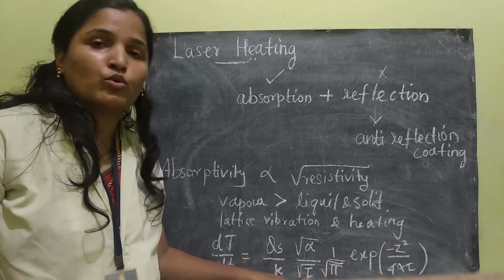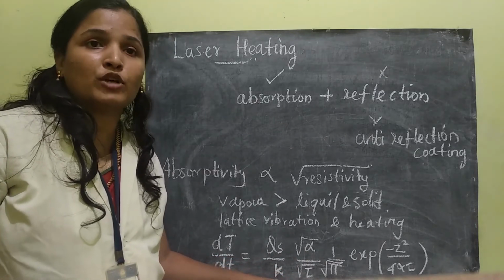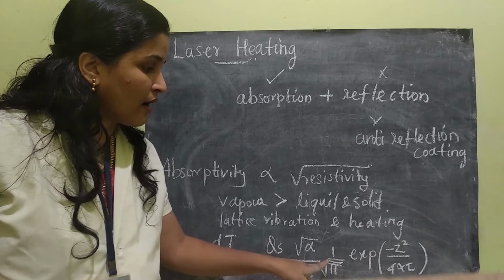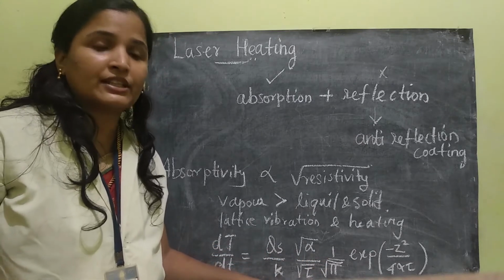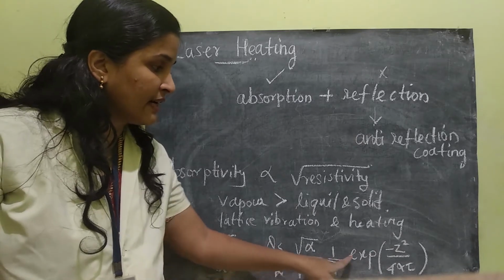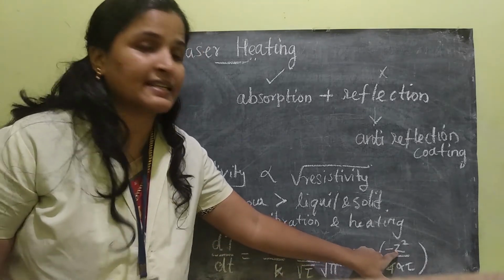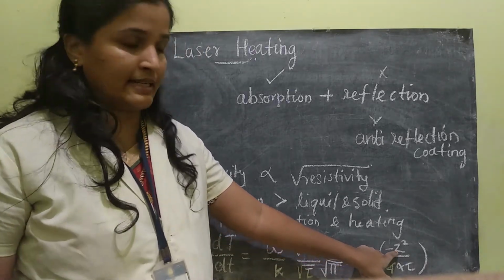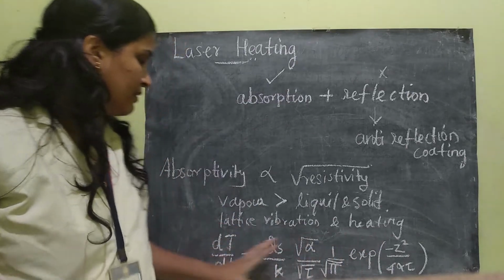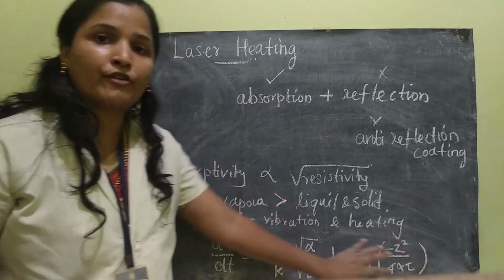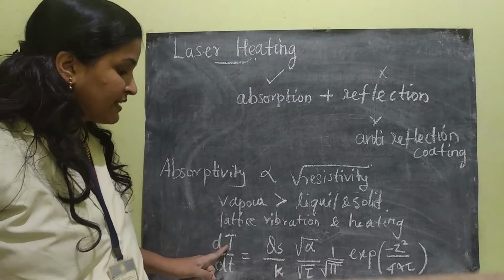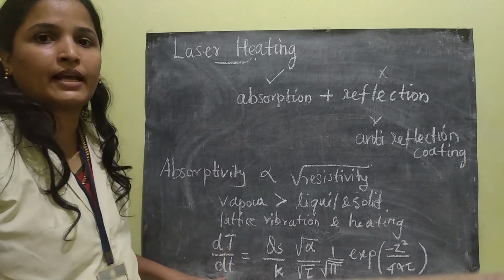Next, tau. Tau is the time constant, and it is the pulse duration of the laser, and we have exponential of Z. Z is the material thickness. So this is the formula for finding the temperature rise per second.